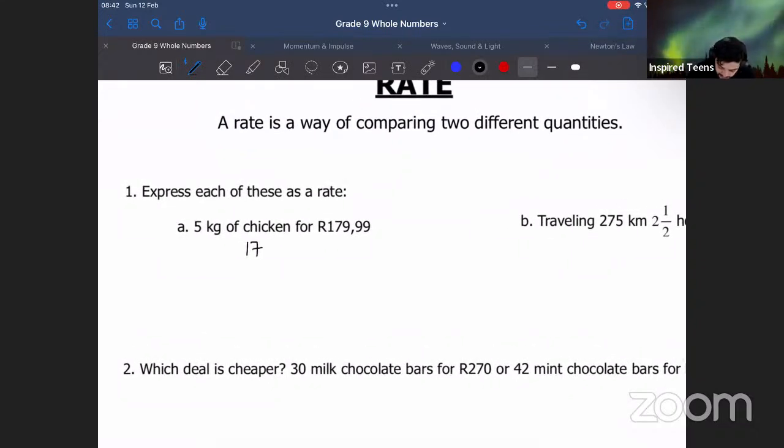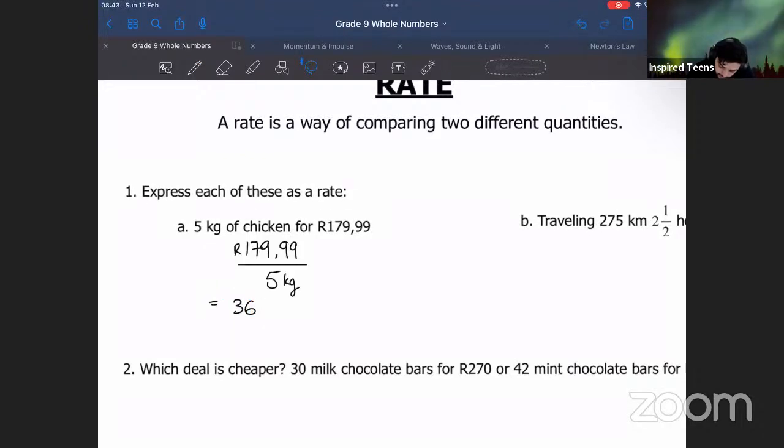We need to take the 179 and divide it into 5 parts, because this 179 is made up of the price of one kg 5 times. So when we say 179.99 divided by 5, let me just double check, we get an answer of 35.998, which we're just going to round off to 36. 36 what? Remember, here we are doing rand divided by kg.